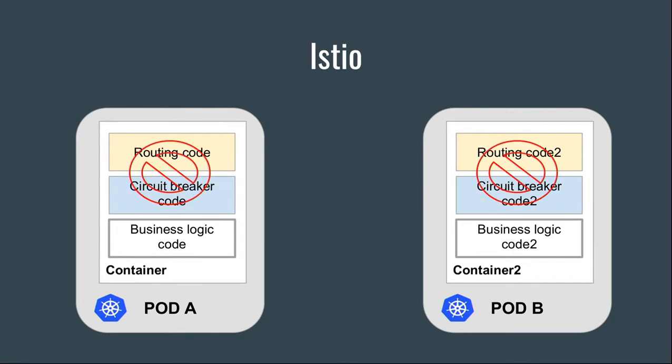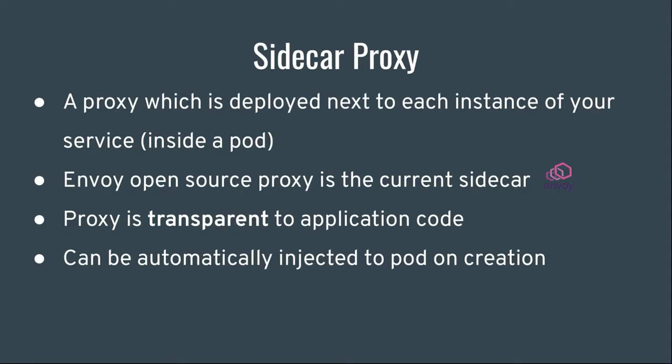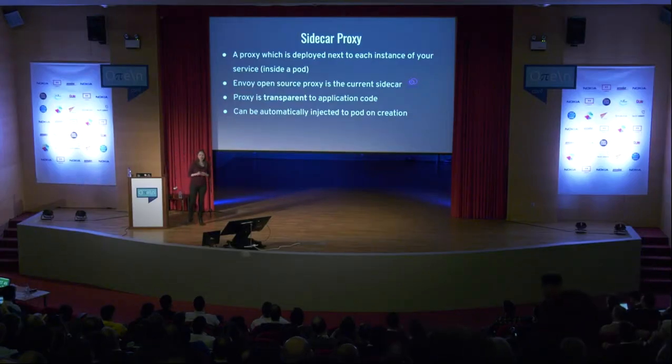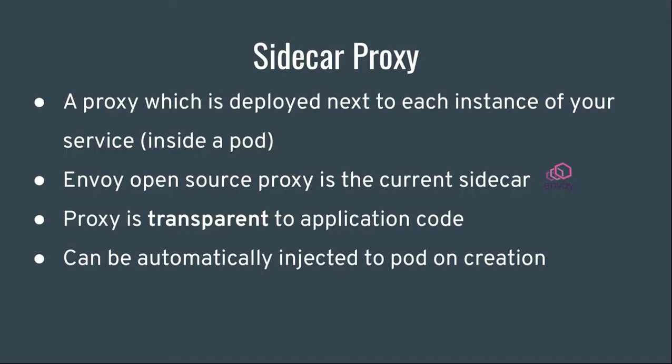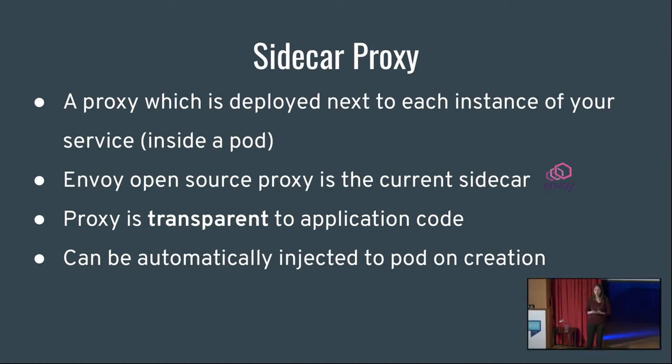And Istio provides us with a way not to do it this way, so we can take this code out and make an external and configurable part which can be managed through Istio. And that is achieved with the help of a sidecar proxy, which is deployed next to each instance of the microservice. It is transparent to application code. The application is completely unaware whether the proxy exists or not. It can also be automatically injected into the pod on creation when the pod is deployed, so users don't have to manage it manually. And the proxy currently used with Istio is Envoy, which is also an open source project.